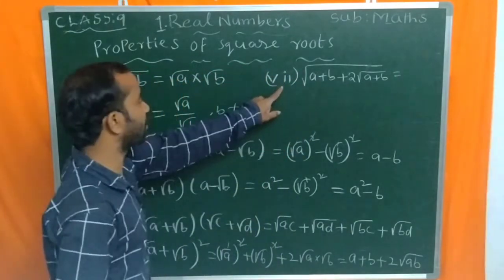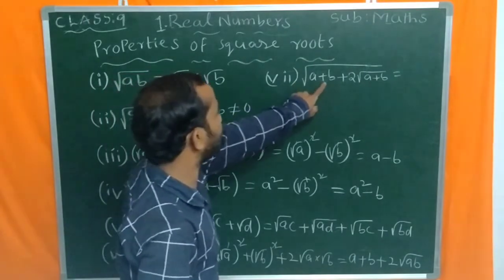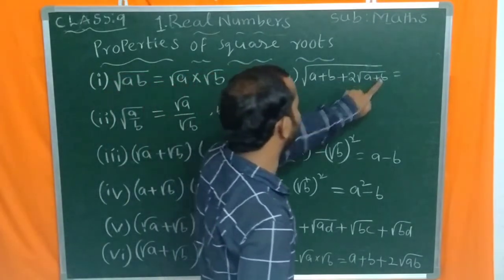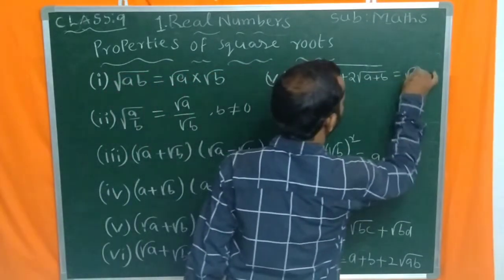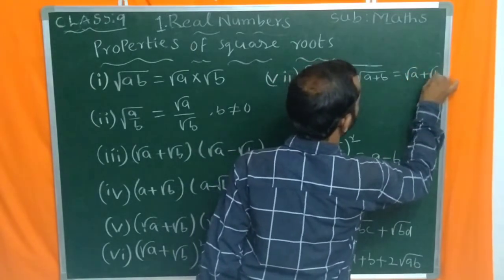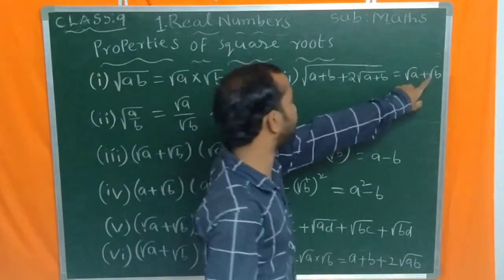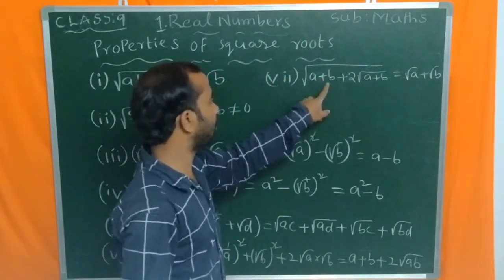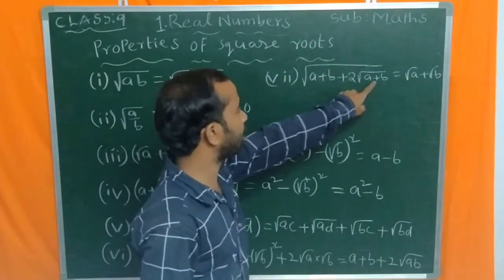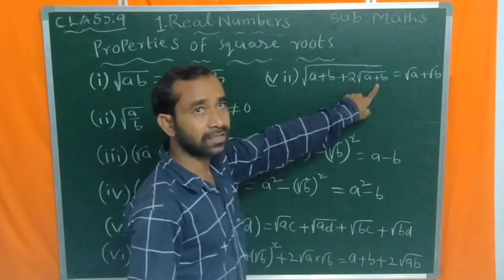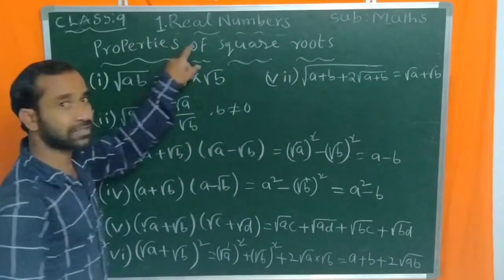Next, the last one, root of a plus b plus 2 root ab. This is also root a plus root b. This is the expansion form: root a plus root b equals under root of a plus b plus 2 root ab. Okay, these are the properties of square roots.